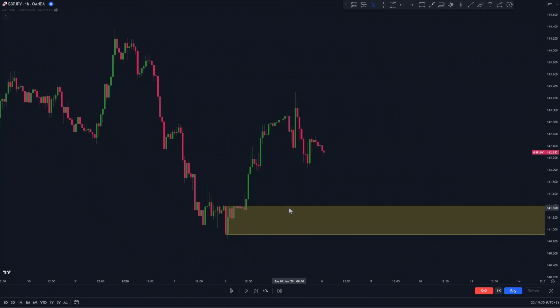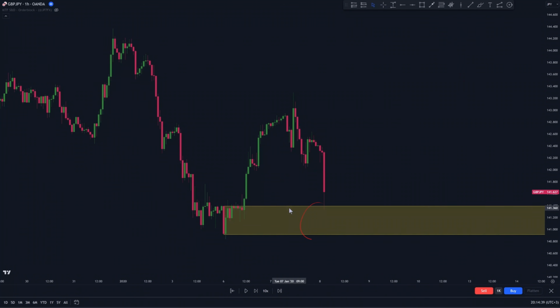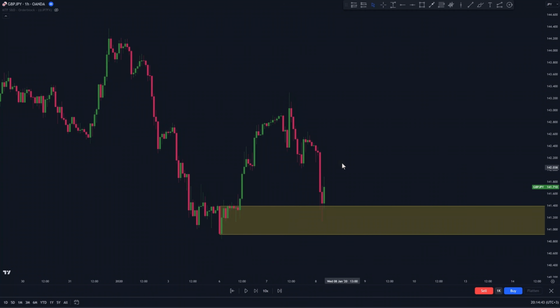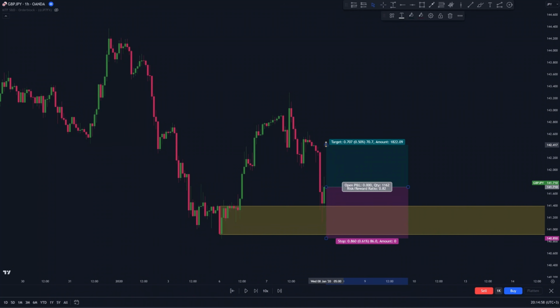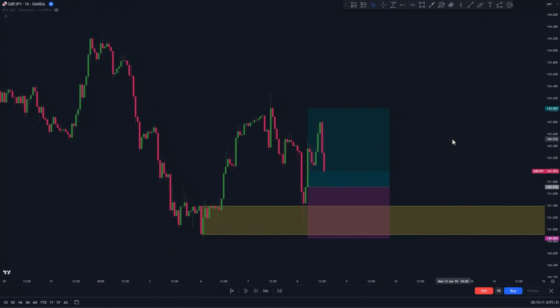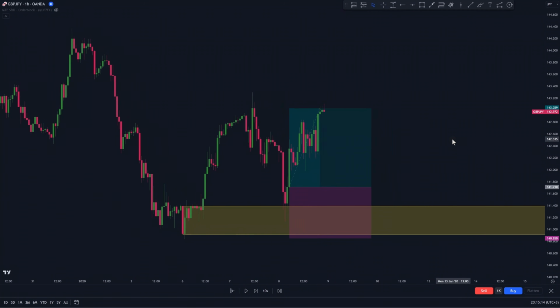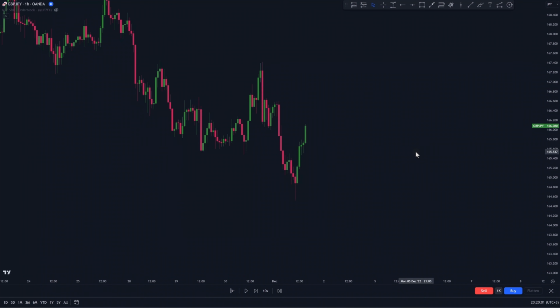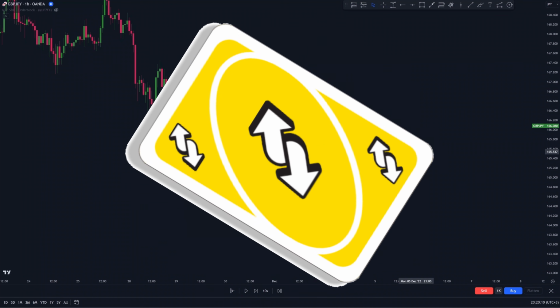So the idea is that if the price ever returns to this zone in the future, you'd look to enter a long position right here, set your stop loss below the zone, and set your take profit somewhere above at a key level. We let the trade run and take profit.